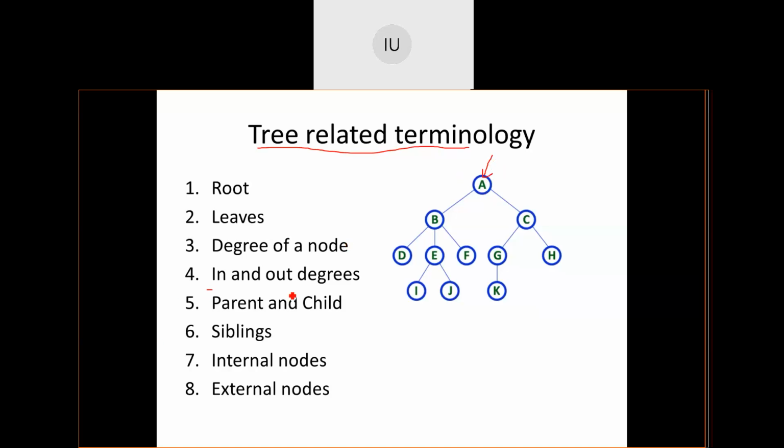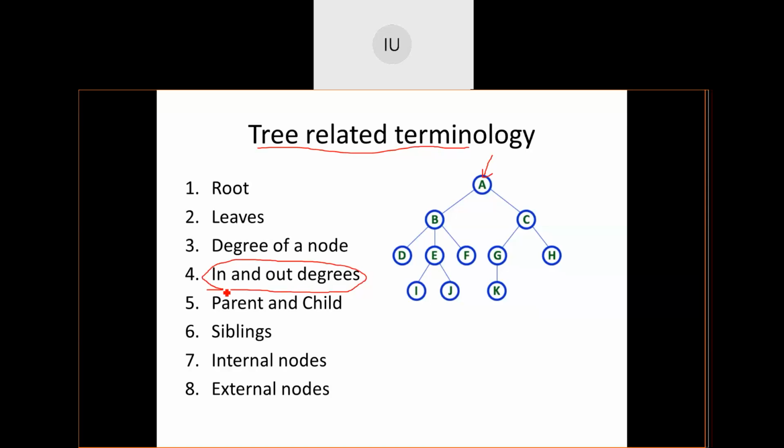I'm directly going to the fourth terminology that I have listed. In degree indicates the number of edges that are going towards the node. They are called in degrees. The total number of edges that are going away from a node are called out degree. Degree of a node is the sum total of in degree and out degree.